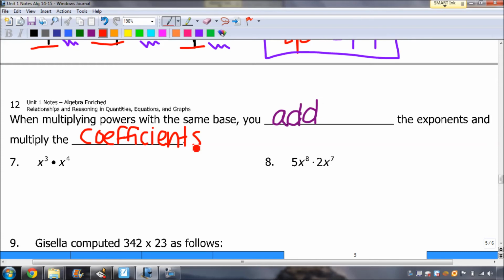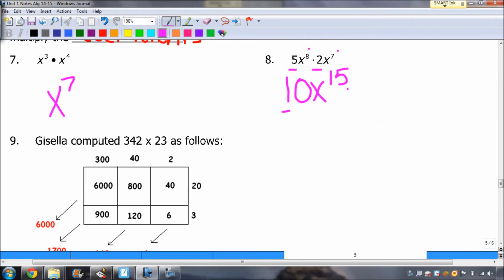Okay, in number 7, you should get x to the 7th power because 3 plus 4 is 7, okay? And then in number 8, you should get 10x to the 15th power because 5 times 2 is 10, and then 8 plus 7 is 15. Okay, now let's look at number 9.